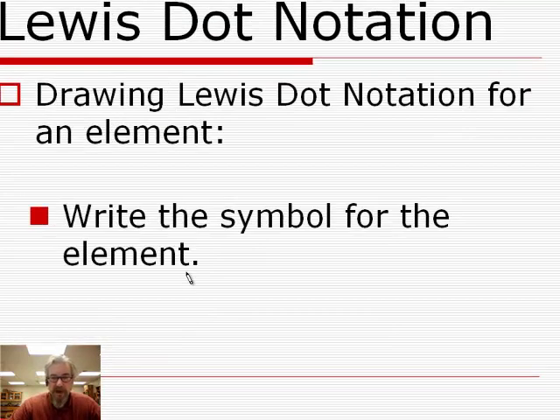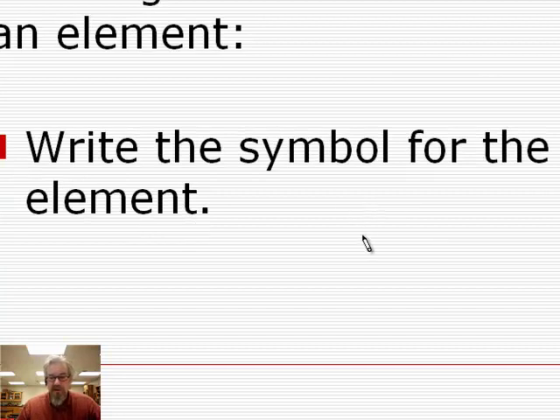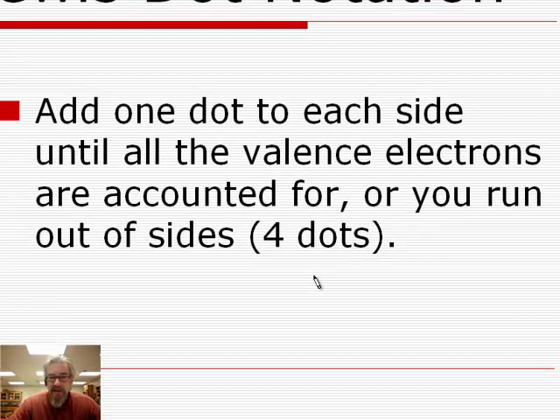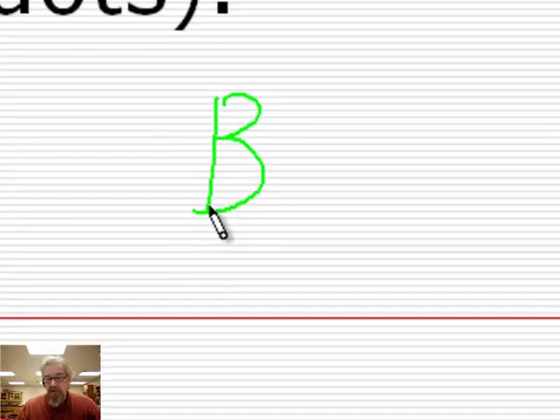So here's how you draw Lewis dot notation for any element. First, write the symbol for the element. Like, I'm going to do boron, so I write a B down. The next thing you want to do is think about this as having 4 sides. You add 1 dot to each of the sides until all the valence electrons are accounted for, or until you run out of sides. So for boron, if I think about boron's position on the periodic table, look it up and you find out it's in column number 3. So that means it should have 3 dots.